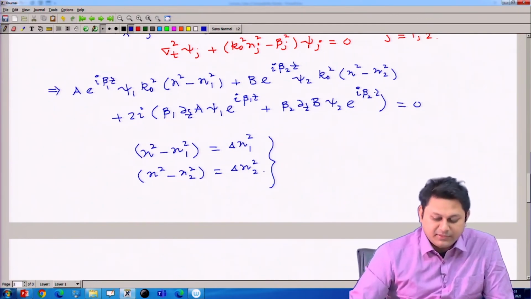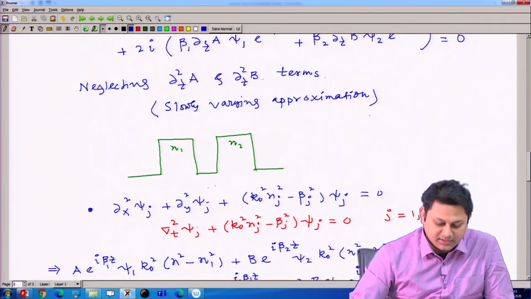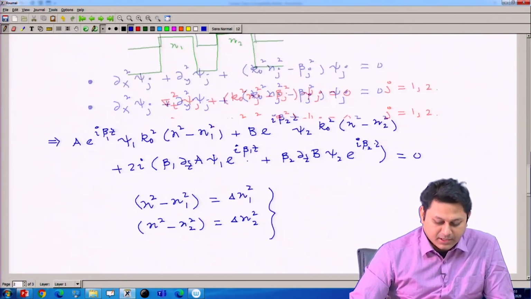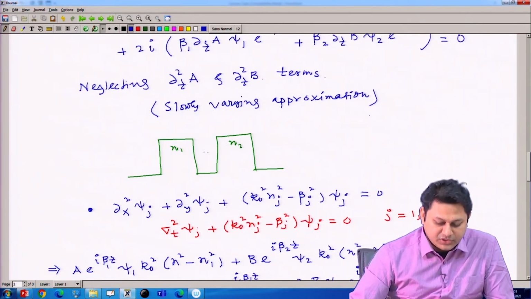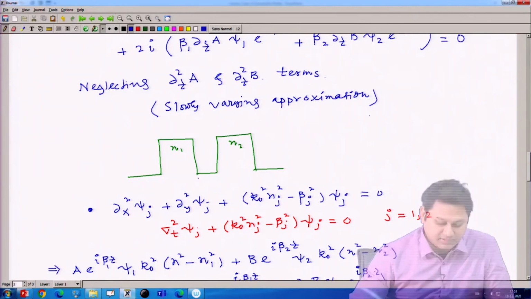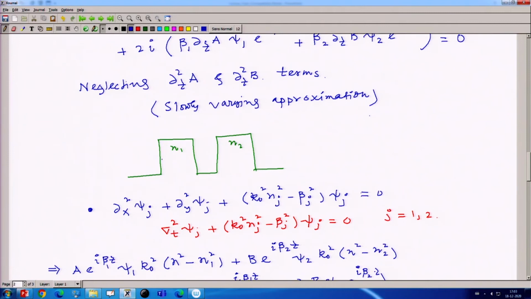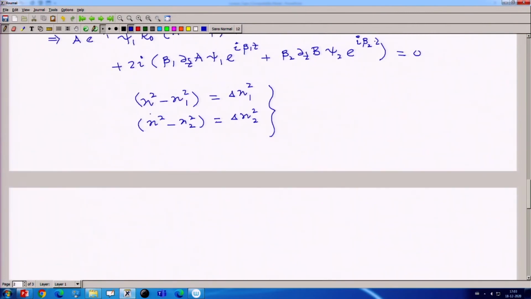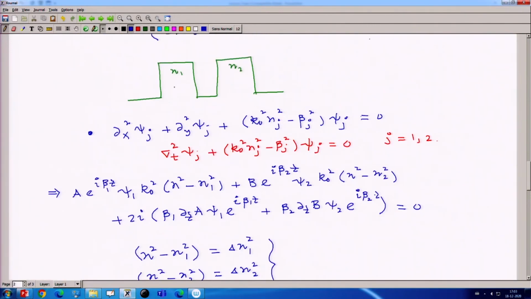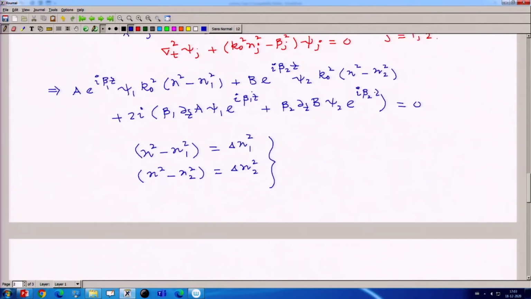Mind it, n is the refractive index of the entire system, if I consider these two as a single system, and N1 and N2 are the individual refractive indices of these individual waveguides. N1 is the refractive index when the second waveguide is not there, and N2 is the refractive index when the first waveguide is not there. But if I put these two waveguides together, there is an overall refractive index of the system, which I define as N, and psi 1 and psi 2 are the field solutions of the individual waveguides.